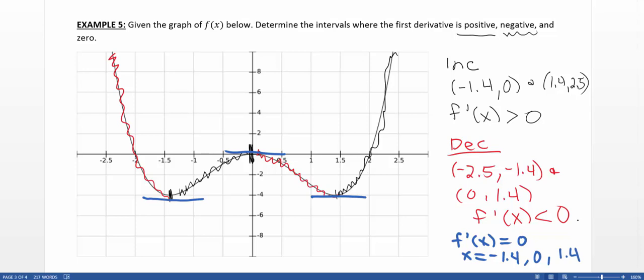Now, these rules that we're working with work in both directions. If for some reason you knew that the first derivative was positive, that would tell you that the original function was increasing. If you knew that the first derivative was negative, that would tell you that the original function was decreasing. And if you knew that the first derivative was 0, that would tell you that the original function had a horizontal tangent line, or that it was constant.